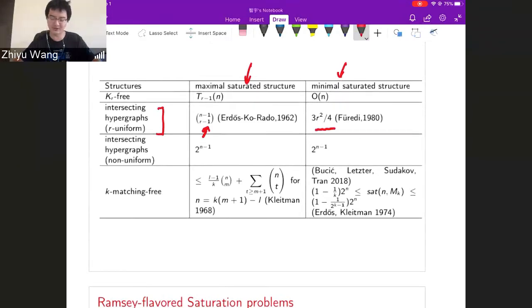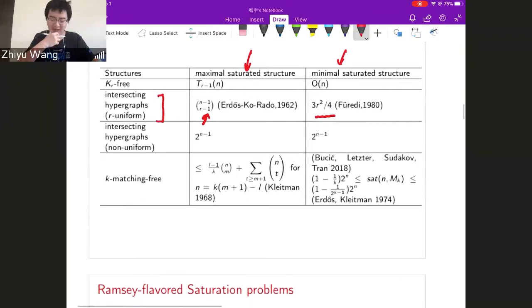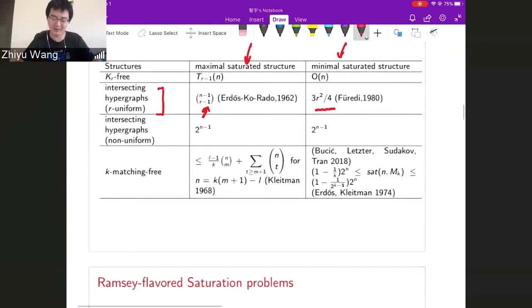So there exists a hypergraph of size 3r squared over 4 where adding any hyperedge will give us a pair of disjoint hyperedges. That is done by Füredi in 1980.